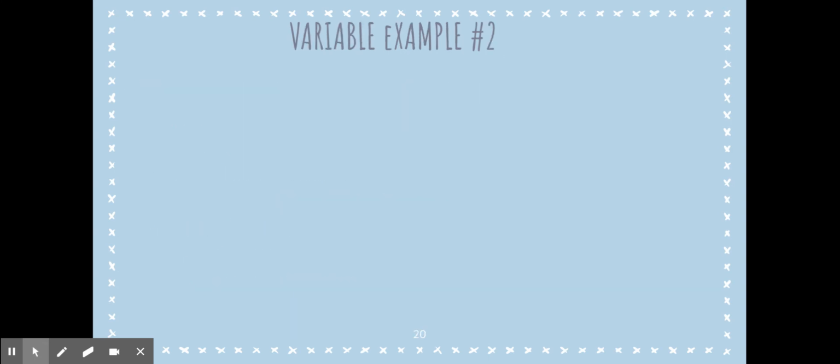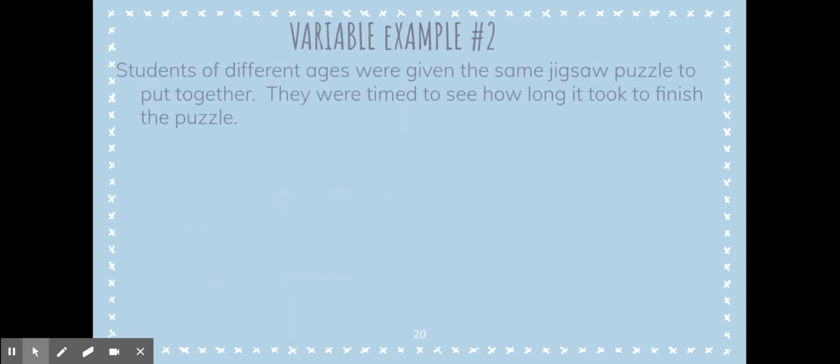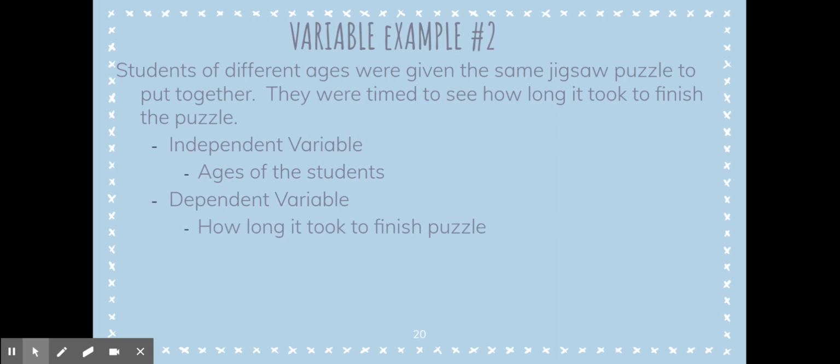Another example of variables: students of different ages were given the same jigsaw puzzle to put together. They were timed to see how long it took to finish the puzzle. The independent variable, what did we change? Ages of the students. Dependent variable, what did we measure? Well, how long it took to finish the puzzle. Controlled variables, it's the same puzzle and the same environment.